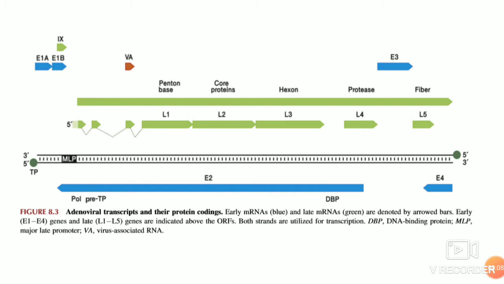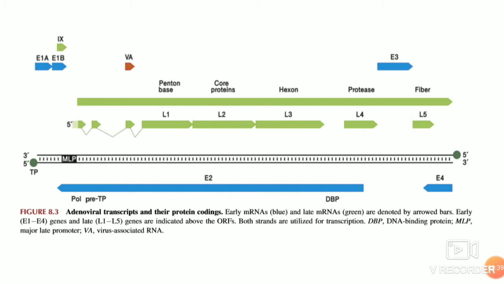Which are transcribed. So now these blue color proteins, which are E1, E2, E3 and E4. E1A and E1B are spliced from E1. So I'll tell it as E1, and then E2, E3, E4 are the early transcripts, and they are very important for the regulation or the switch of the cells towards viral propagation.